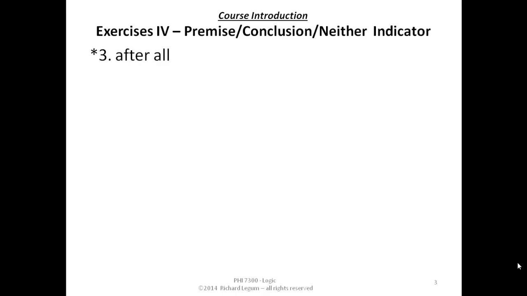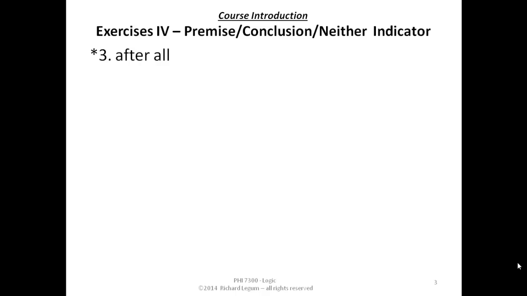Is the expression "after all" a premise indicator, a conclusion indicator, or does it indicate neither, that a premise or a conclusion is about to follow? And the star next to it means that the answer can be found in the back of the book. So if you're doing some additional exercises, if you're working on these, you can always see how you're doing by looking at the back of the book. Now, don't go to the back of the book before you even try to do it. You're not going to learn anything by it. You learn by trying, and you learn by making mistakes and figuring out why you made mistakes.